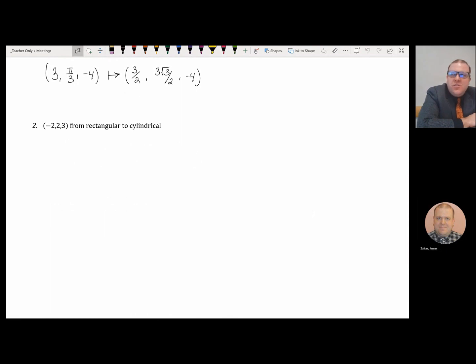So from rectangular to cylindrical. R squared is X squared plus Y squared. So that's equal to 8. It means r is 2 root 2. Tangent theta is equal to y over x.